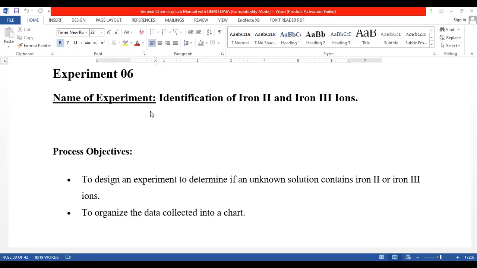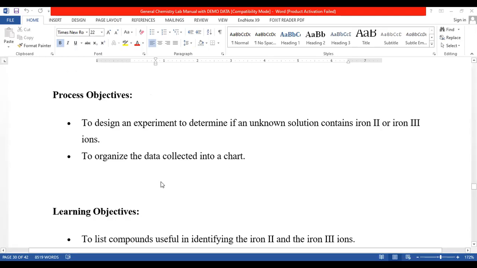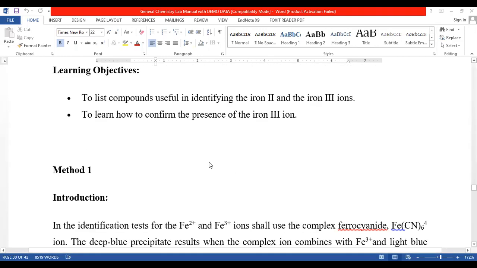The name of today's experiment is identification of iron 2 and iron 3 ions. The objectives are to design an experiment to determine if an unknown solution contains iron 2 or iron 3 ions, and to organize the data collected in a chart. The learning objectives are to list compounds useful in identifying iron 2 and iron 3 ions, and to learn how to confirm the presence of iron 3 and iron 2 ions.